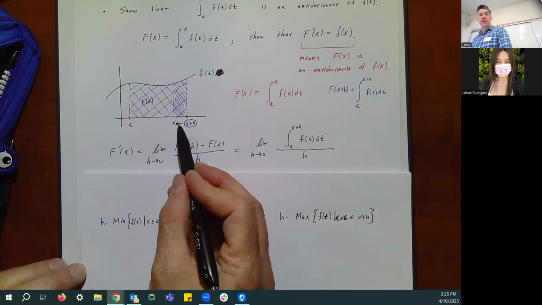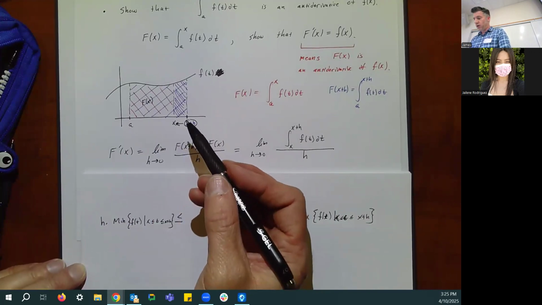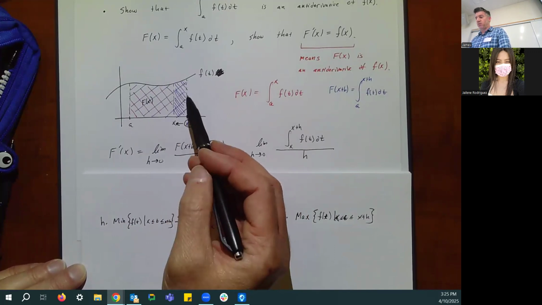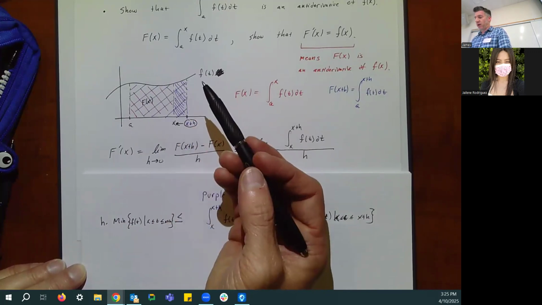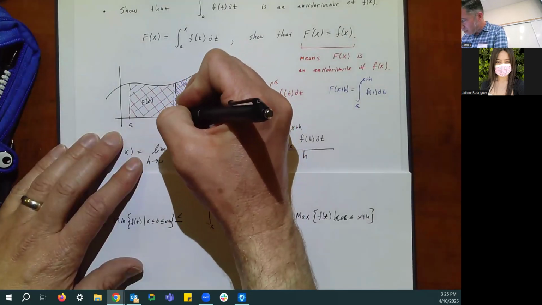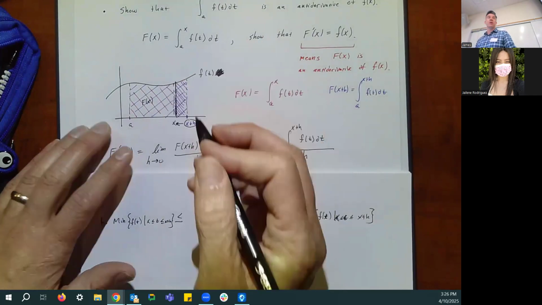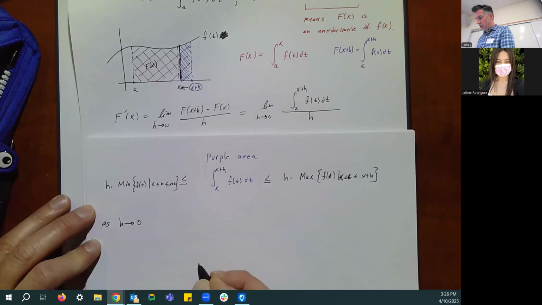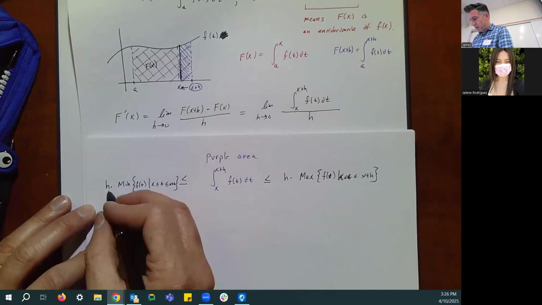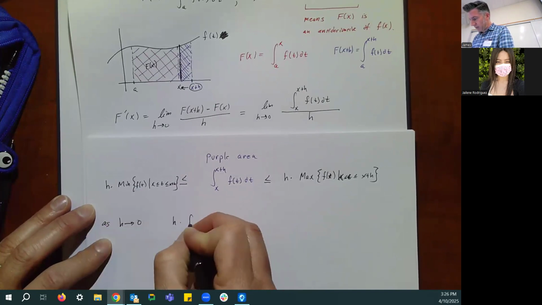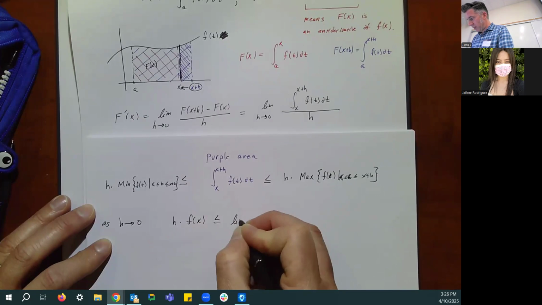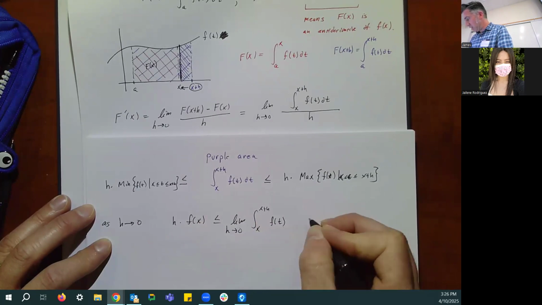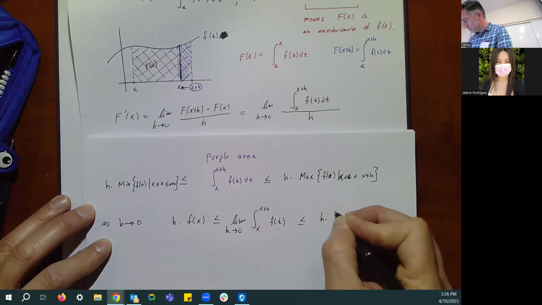As x plus h goes to x, or as h goes to 0, the maximum value of the function on the interval and the minimum value of the function on the interval both just get closer and closer to f of x. If we scooch way over here, the maximum value and the minimum value are both essentially f of x. So as h goes to 0, we have that h times f of x is less than or equal to the limit as h goes to 0 of the integral from x to x plus h of f of t dt, which is less than or equal to h times f of x.